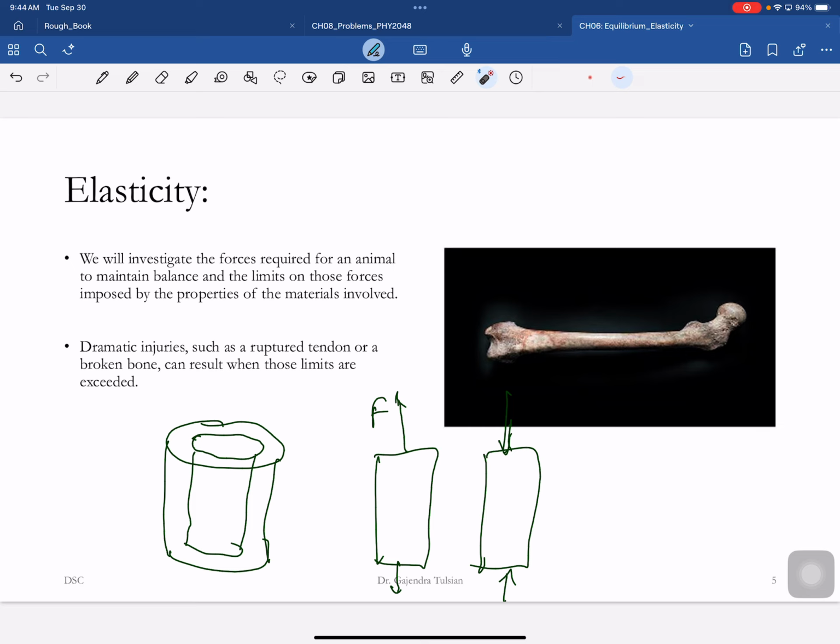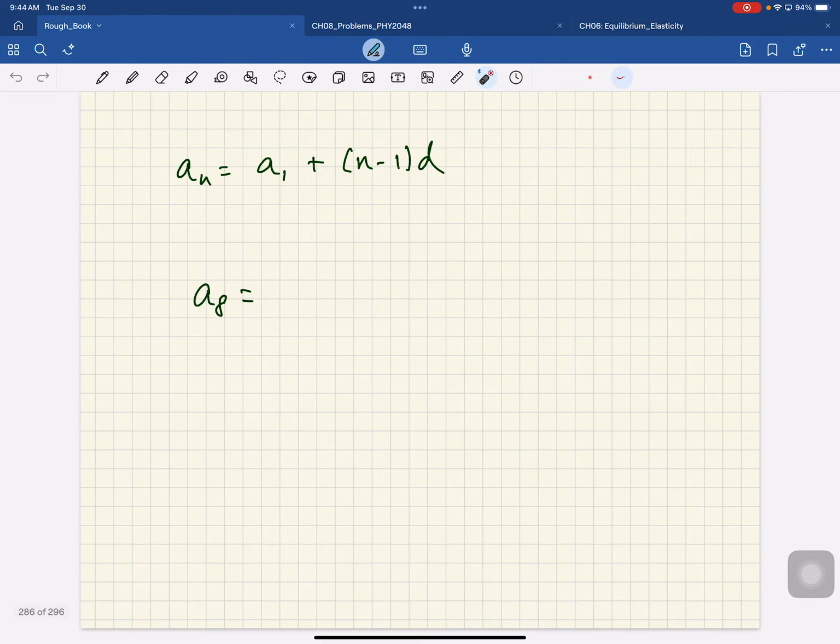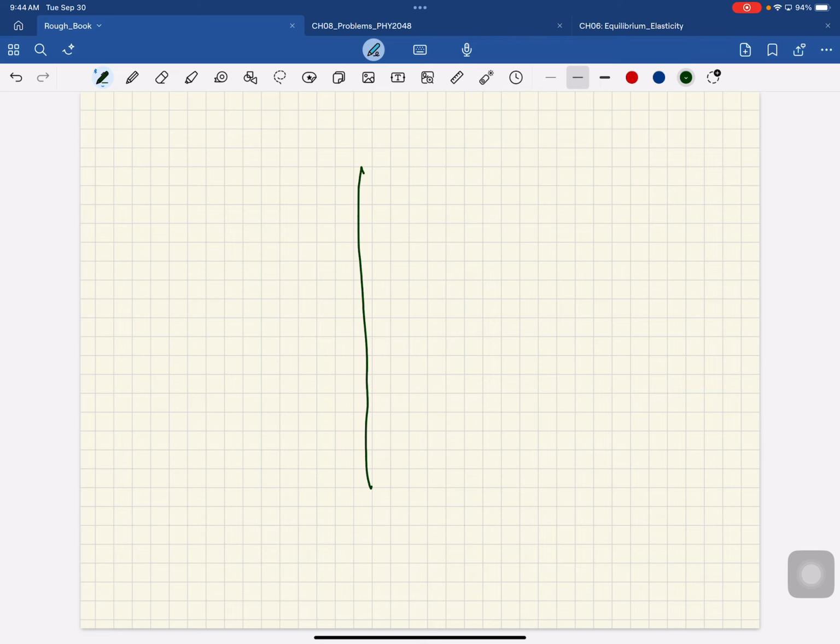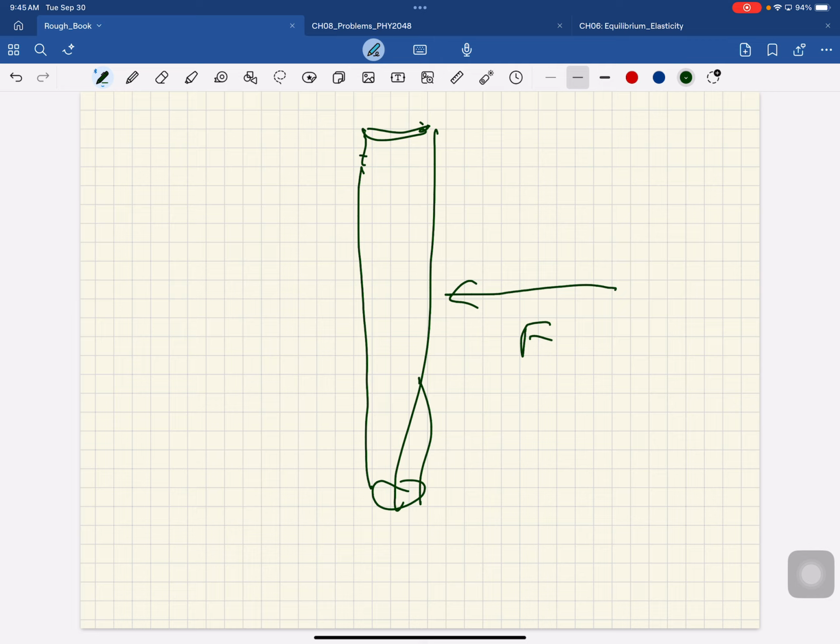Huh? Tensile will break first. Okay, so your bone is stronger under compressive forces. Okay. So here's what that means. This is how your bones break. So here's the bone. And when you apply a force like this on the bone, what happens is the bone will bend like that.